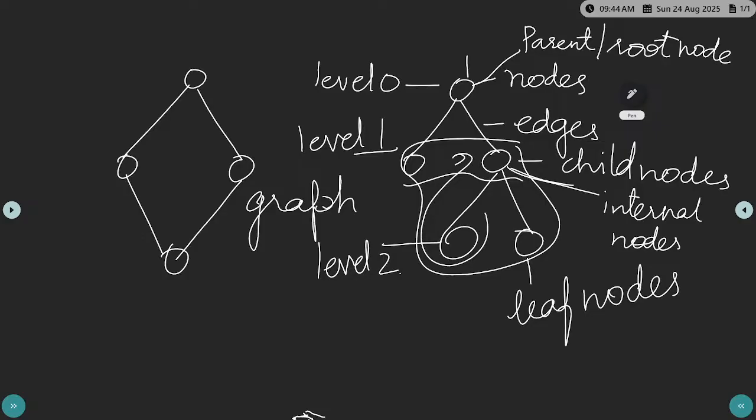You are writing root node or parent node. All these are called as nodes. These are called as edges. These are called as children nodes. This is a leaf node and this is called as internal node. Right? What is the height of the tree? It is 2. And what are the different levels? So there are 3 levels: level 0, level 1 and level 2.